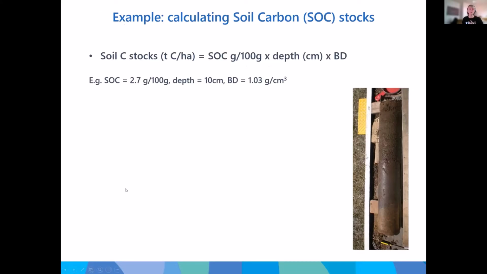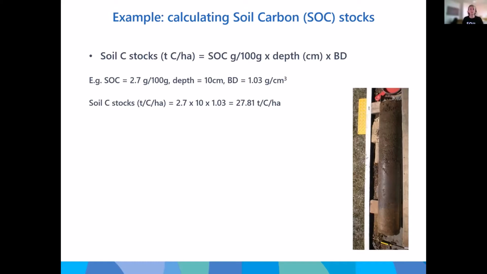All right, so let's run through an example of using that calculation, and you'll get access, I'm assuming, to all of these slides as well. If we had 2.7% soil organic carbon in the top 10 centimetres of the sample that we submit to the lab, and a bulk density of 1.03, that calculation becomes 2.7 times 10, which is the depth, times 1.03, and that's 27.81 tonnes of carbon per hectare in the top 10 centimetres of soil.